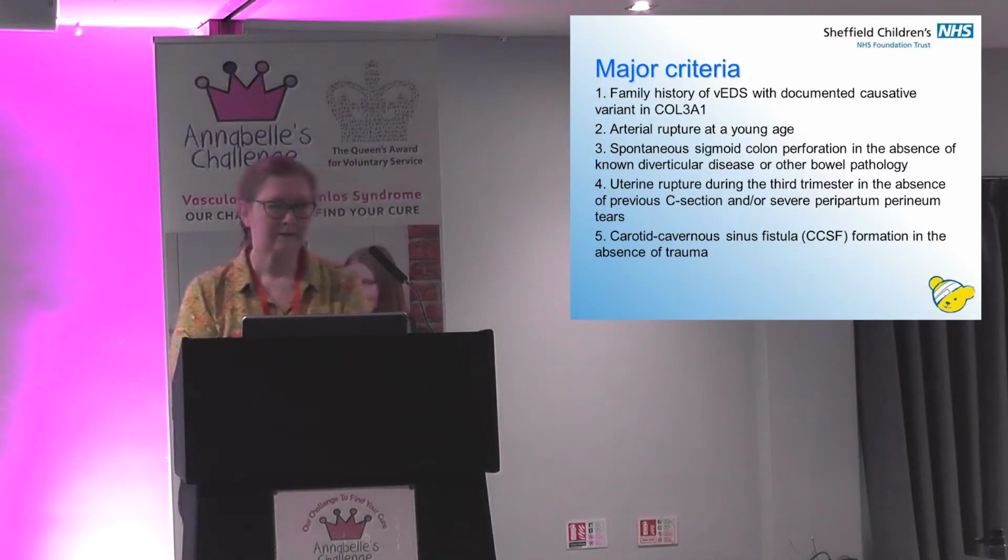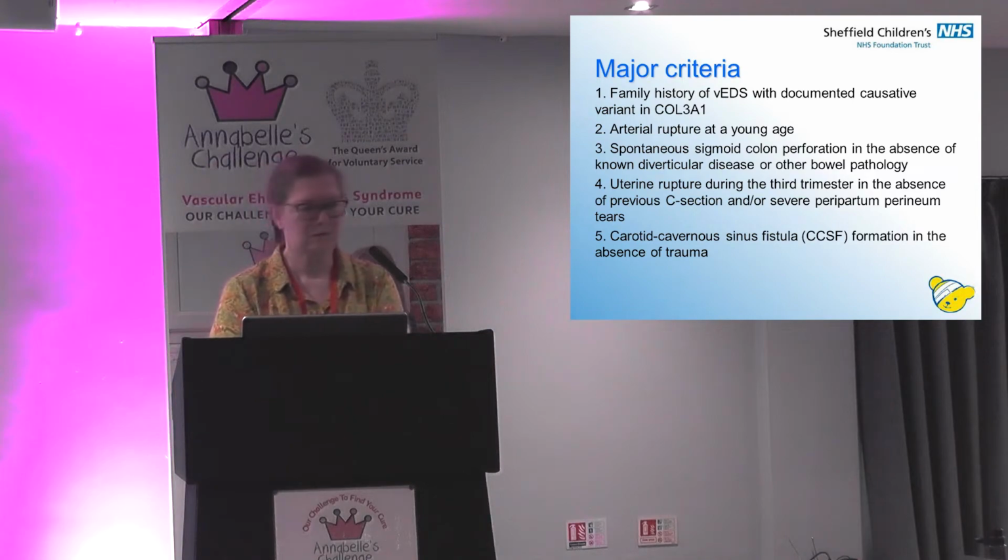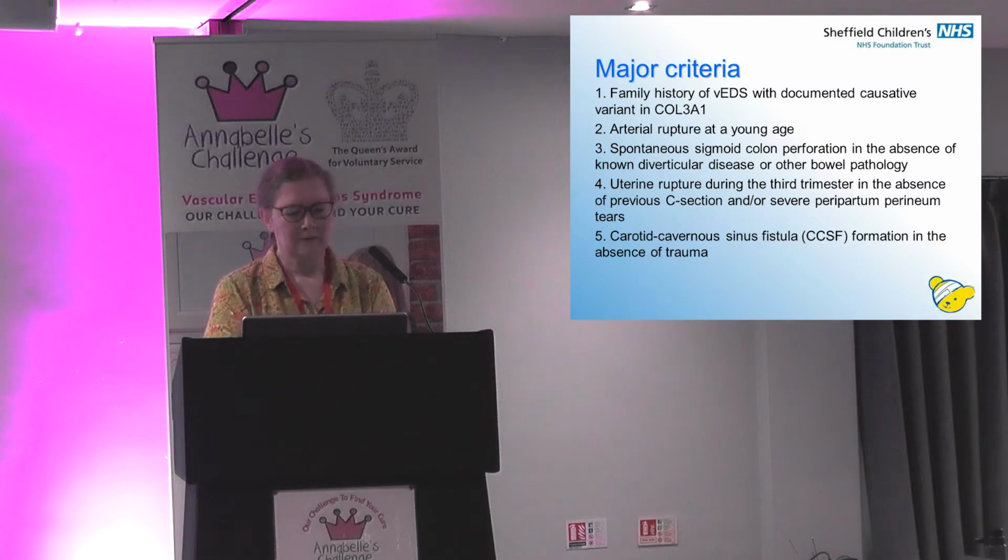So the criteria for diagnosing vascular EDS were revised in 2017, and these are the current criteria. Firstly, if you've got a family history of vascular EDS, you have to have a documented causative variant in COL3A1 for that to be a criteria. The second criteria is that you have had arterial rupture at a young age, meaning under the age of 40.